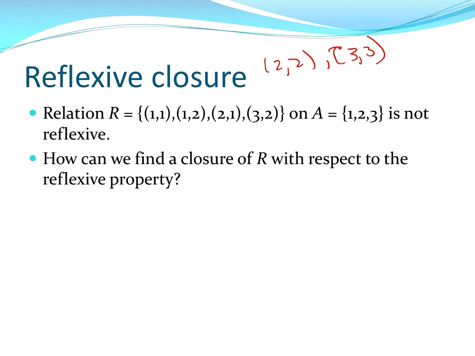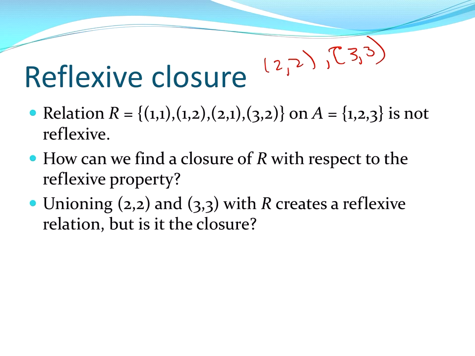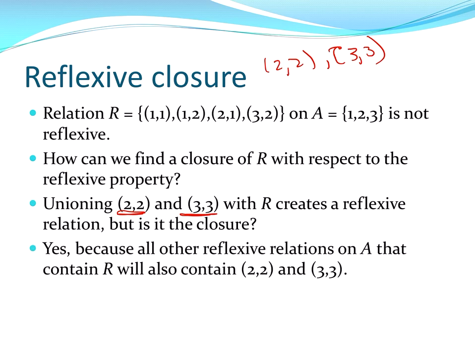So how could we find the closure of R with respect to the reflexive property? What if we union those two ordered pairs with R to create a new relation? It will be reflexive, and the question is, is it the closure? And the answer is yes. It's because all other reflexive relations on A that contain R must also contain (2, 2) and (3, 3). So we've created the smallest relation that contains R and has the property of being reflexive.